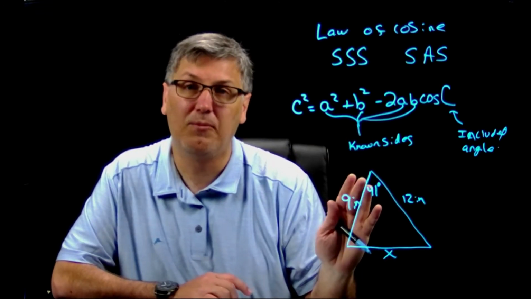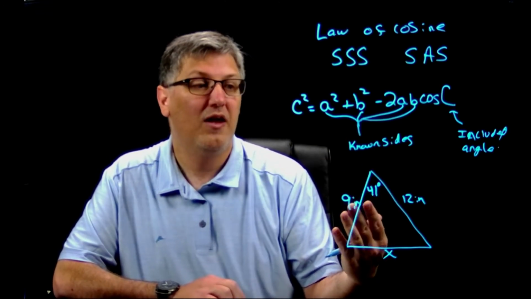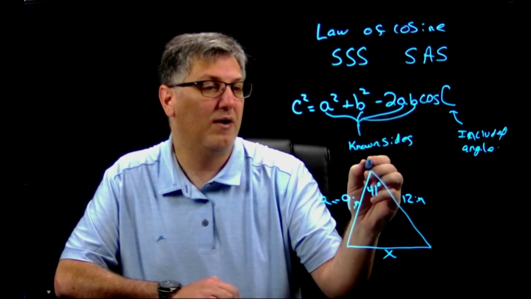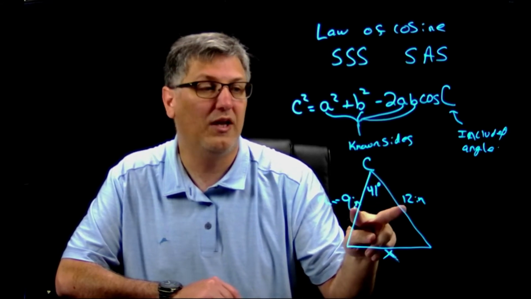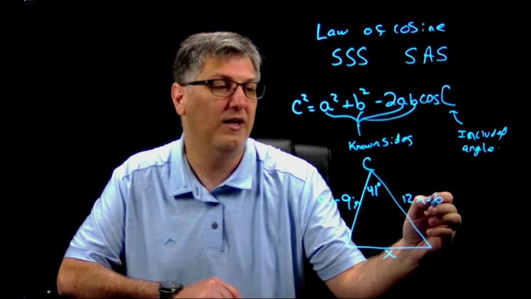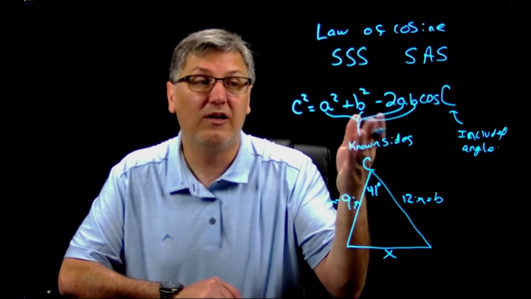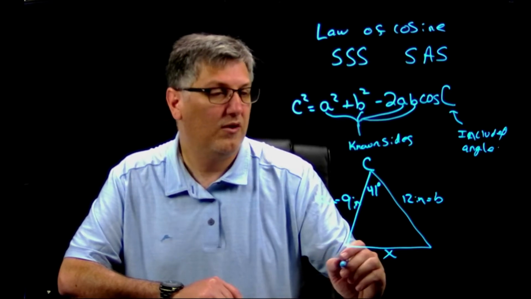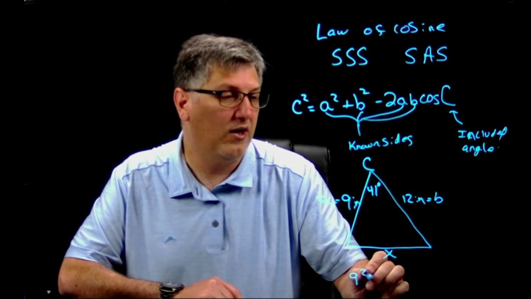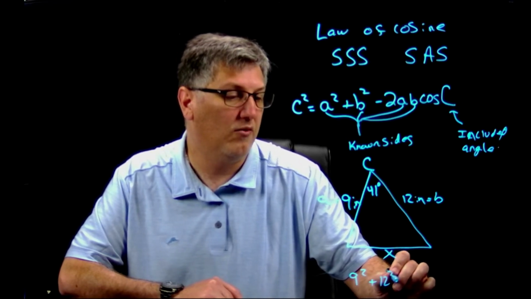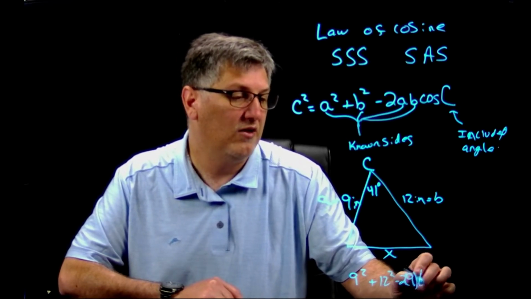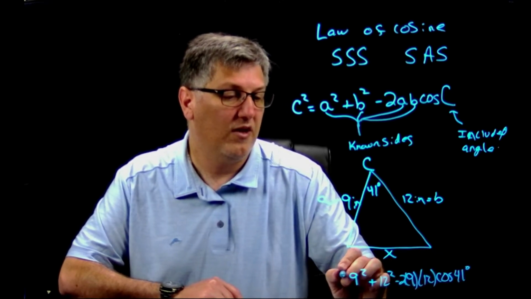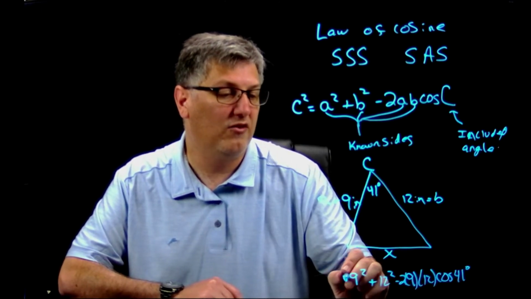Now, it doesn't matter which one you pick for A and B, just like in the Pythagorean theorem. So, I'm going to say, you know what, let's make this A. This has got to be my angle C, because it's my included angle. It's the one in between these two sides, and this is my B. And then all we do, honestly, is plug it in the formula. And it's going to spit out an answer for me. So I'm going to get 9 squared plus 12 squared minus 2 times 9 times 12 times cosine of 41 degrees. And then because it's c squared, I'm going to have to take the square root of it.